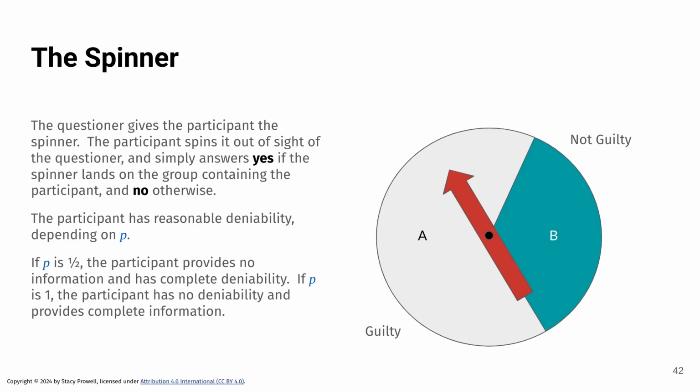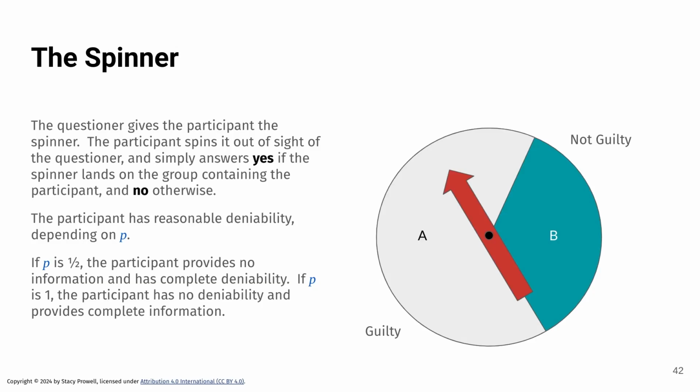Okay? This means that each participant has reasonable deniability. I turn my back, you spin it, and you say yes. You're like, aha, you're guilty. And you're like, no, it landed in the B region. Well, okay. So you answered correctly, and you're not guilty. Right? So this plot is reasonable deniability.